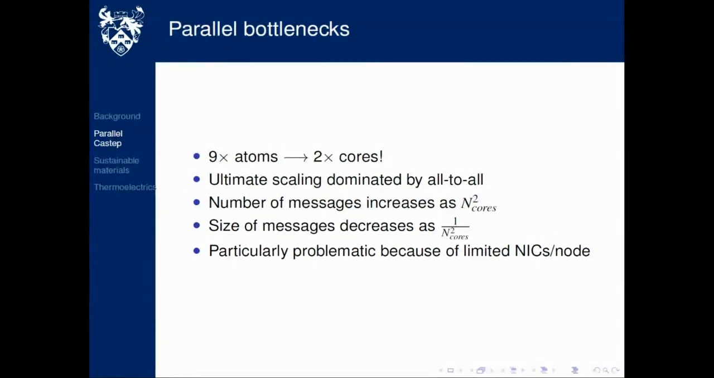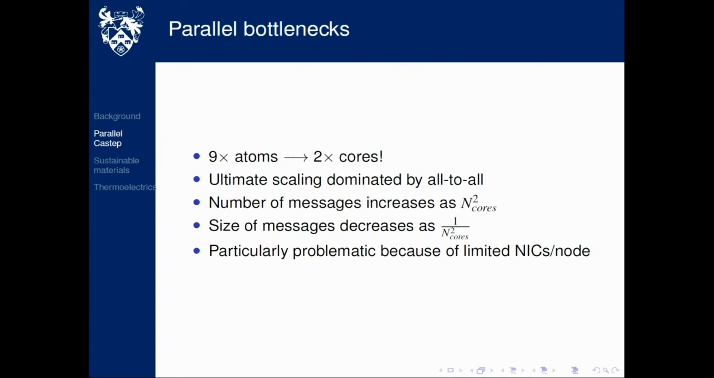Now, I've already mentioned why this is. It's because this scaling for large numbers of cores is dominated by all-to-all communications. The problem is every process has information for every other process. They all need to do this big swap. That means as I increase the number of cores, the number of communications scales as the number of pairs of cores, which is number of cores squared. And I've got the same total data to exchange, so that means the size of each message decreases like 1 over the number of cores squared.